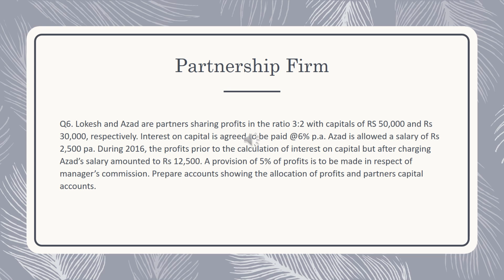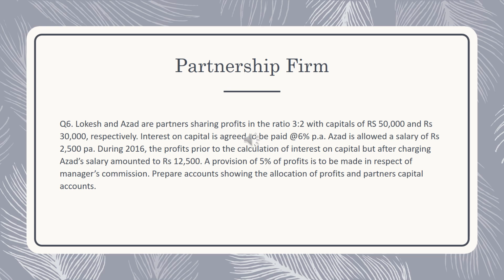During 2016, the profit prior to the calculation of interest on capital but after charging Azad's salary amounted to rupees 12,500. Now over here in this question, this sentence is the twist. In every question they always give you a challenge. So in this question, when the profit is given to you, you know that profit is always prior to all the calculations. But over here they have given profit prior to calculation of interest, this is fine, but after charging Azad's salary. So this profit which is given to you is after charging Azad's salary. In the next slide, I will tell you what working notes you have to work out.